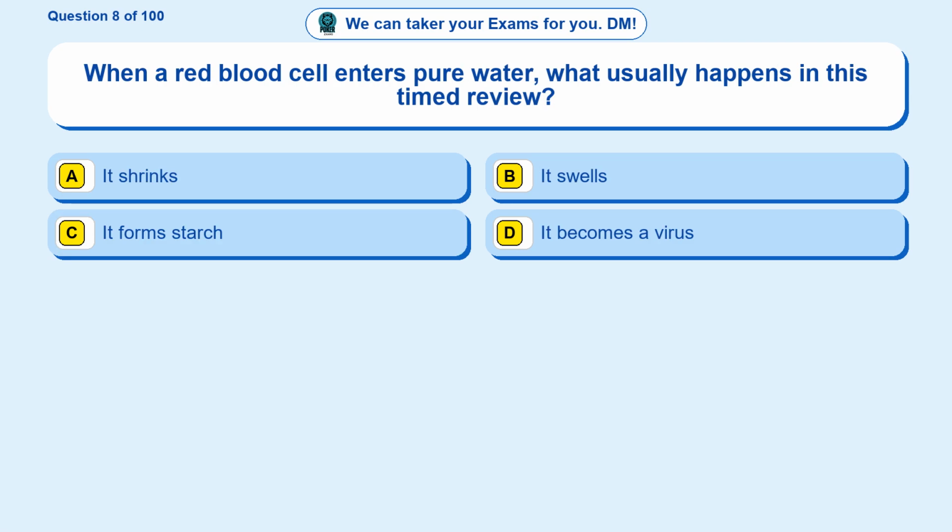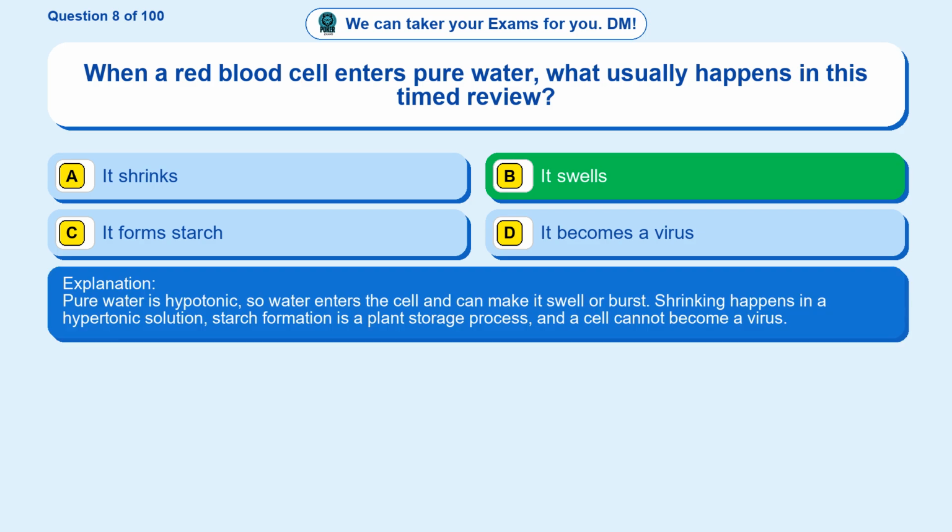Question 8. When a red blood cell enters pure water, what usually happens in this timed review? Option A. It shrinks. Option B. It swells. Option C. It forms starch. Option D. It becomes a virus. The correct answer is option B. It swells.